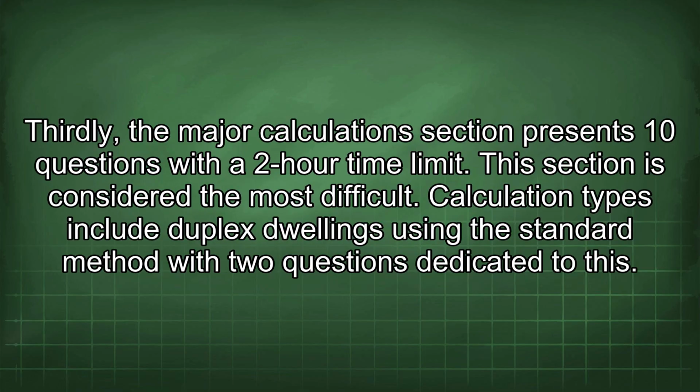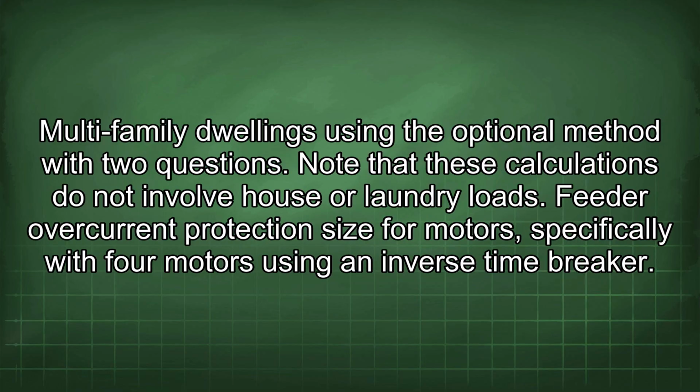Thirdly, the Major Calculations section presents 10 questions with a 2-hour time limit. This section is considered the most difficult. Calculation types include duplex dwellings using the standard method with 2 questions dedicated to this. Multi-family dwellings using the optional method with 2 questions.